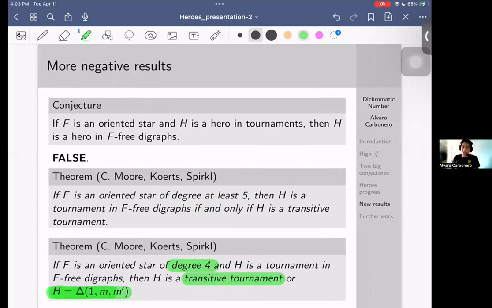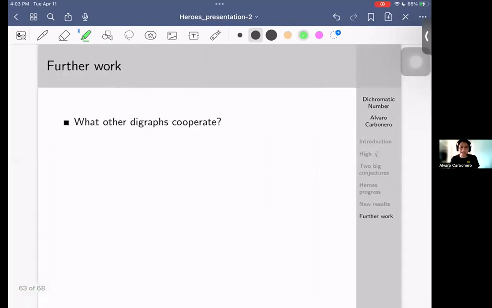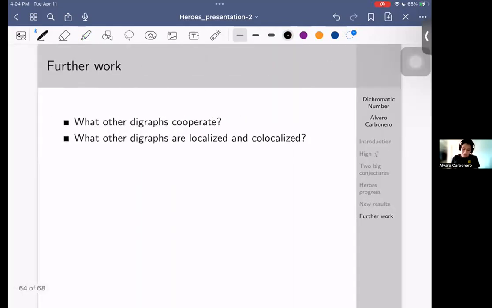And with this, we lead to the questions that keep me up at night. So it's a couple of questions, and then we finish the presentation. The first question is, what other digraphs cooperate? Because we know P3 so far is the biggest digraph that we know cooperates, with the exception of RK1. So it would be good to find more that cooperate. The second is, what other digraphs are localized and colocalized? Because if we get one that is colocalized and localized and cooperates, then we can use our result to keep adding vertices and still get that it cooperates, which would be cool because they would use our result.